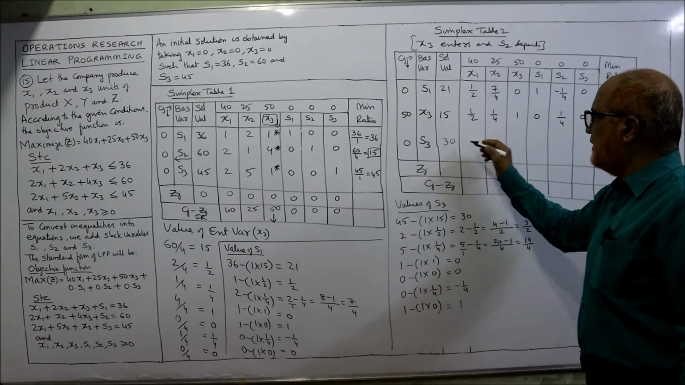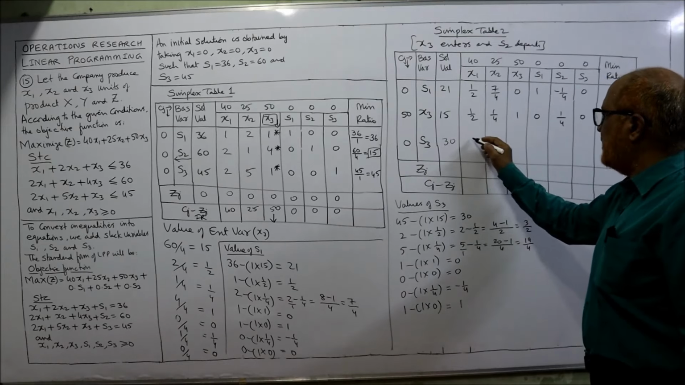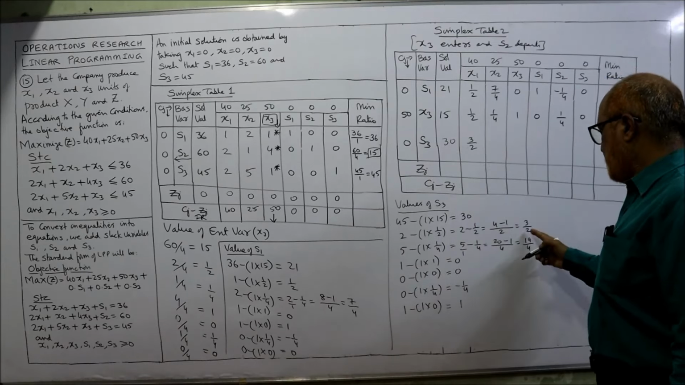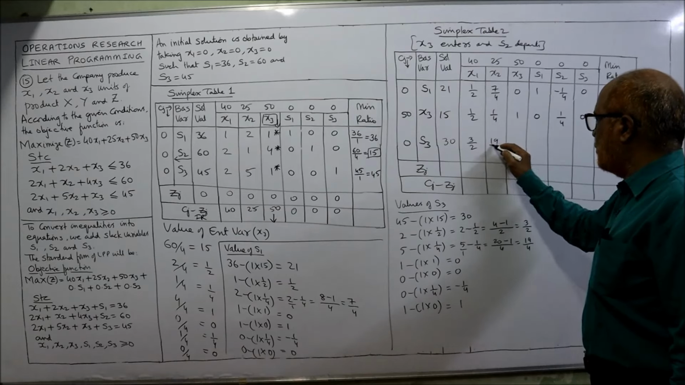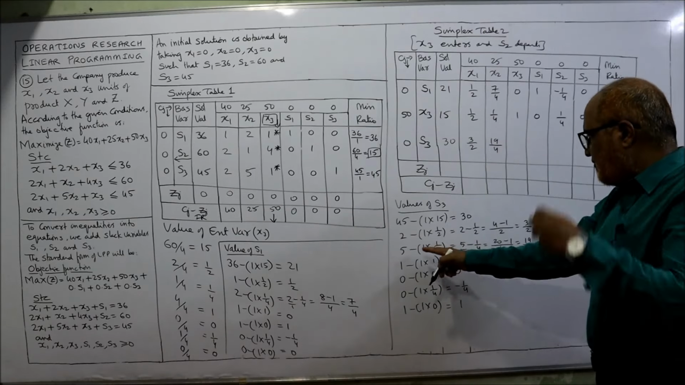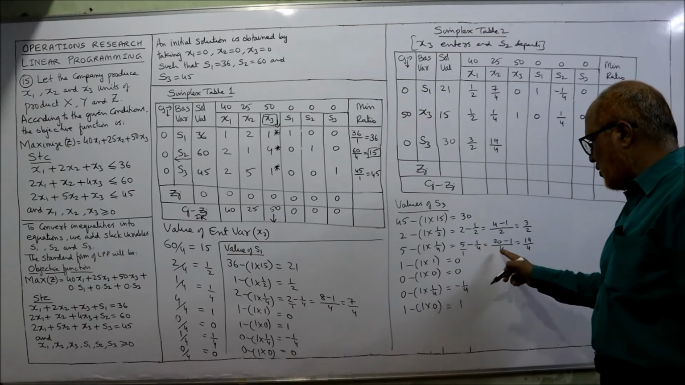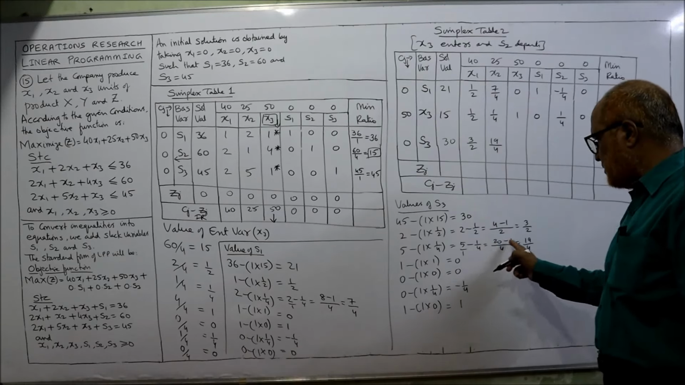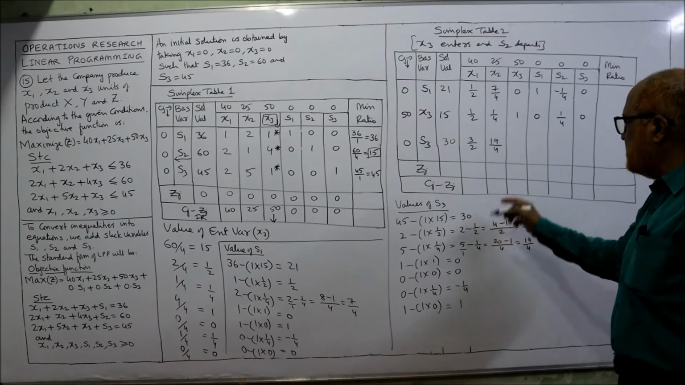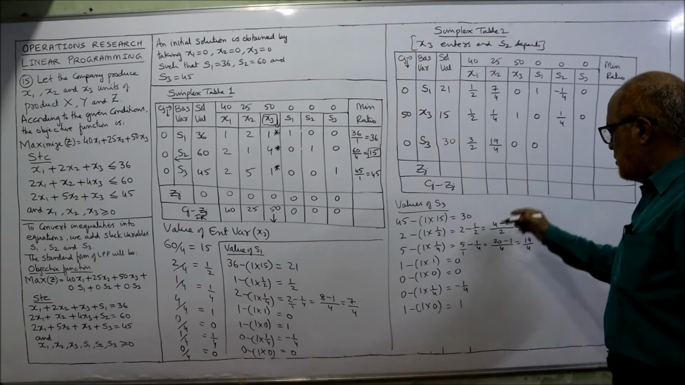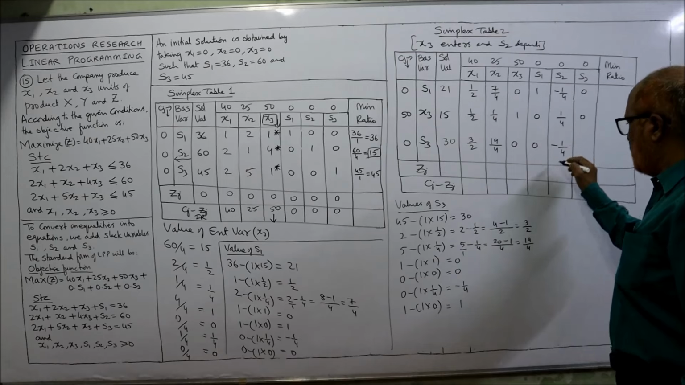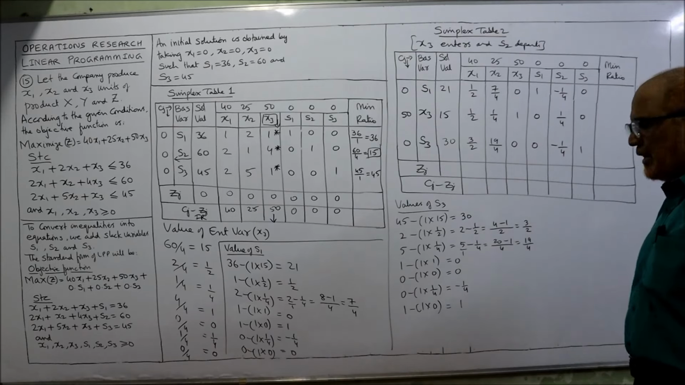This is 30, then 3 by 2, then we have 19 by 4. We'll check once again. 5 minus 1 by 4, so LCM will be 4. 1 how many times? 4. 4 5 is 20 minus 1, correct. Then 0, 0, minus 1 by 4. And last one is 1.